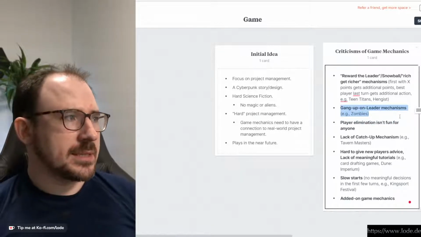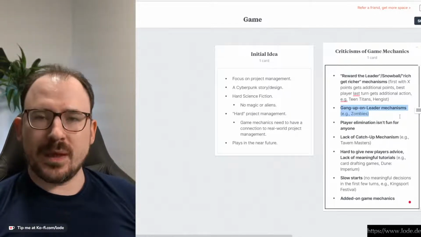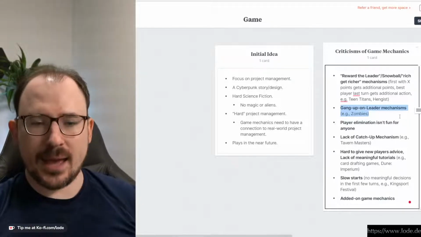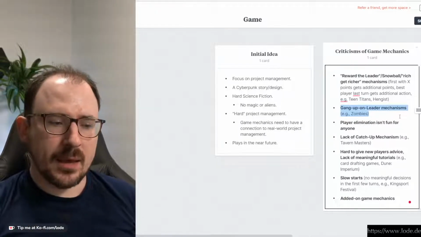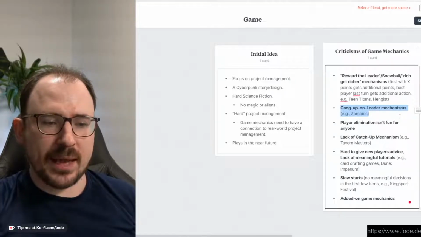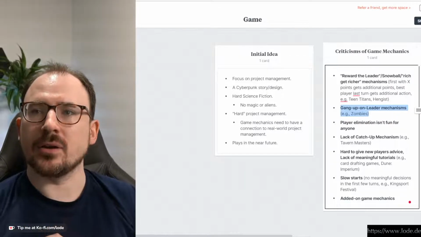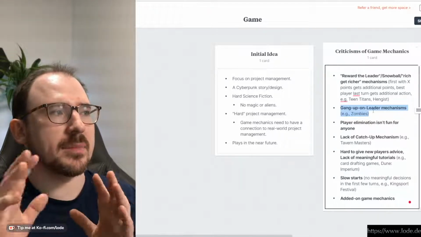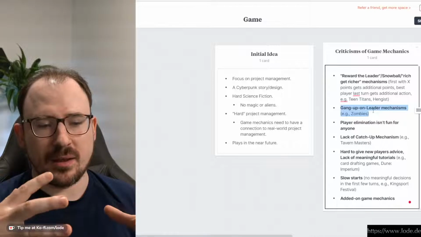Here, for example, the opposite, gang up on leader mechanisms, where you say, okay, that player has 10 points and we have only 5 points, and he will win the game, so we will gang up and cause damage to that player so that he will stay back. That is, of course, also, well, it might make it more interesting. That is a kind of catch-up mechanic, so it kind of mitigates the first mechanic. But here the second mechanic is really like punishing the leading player.